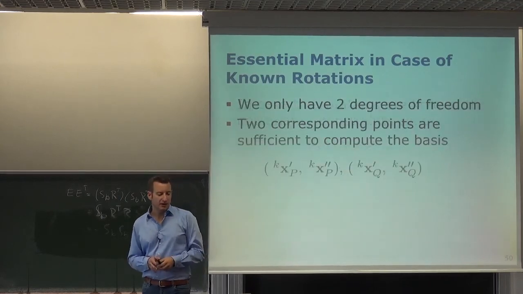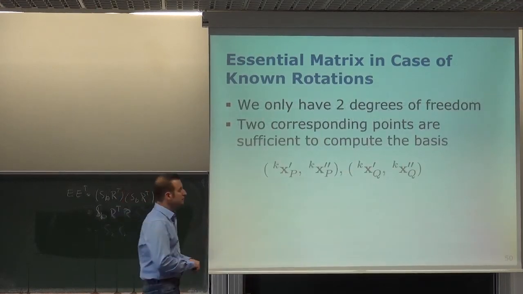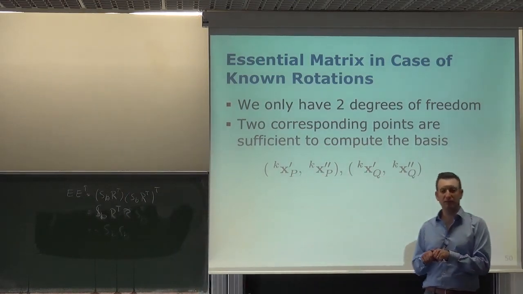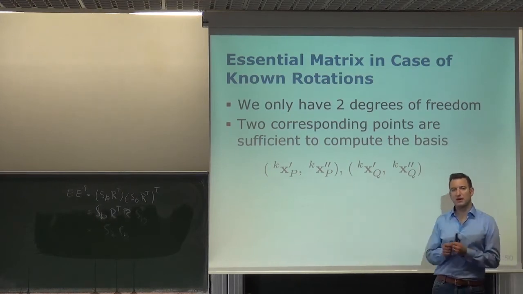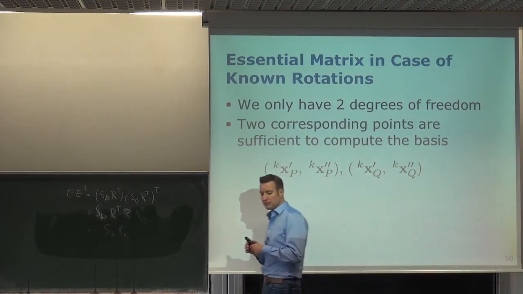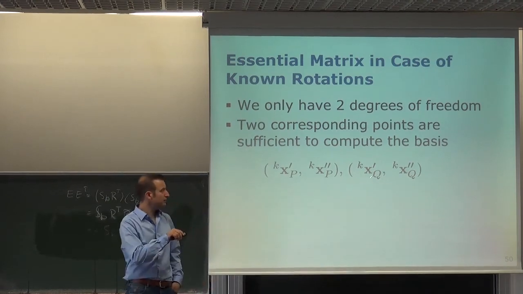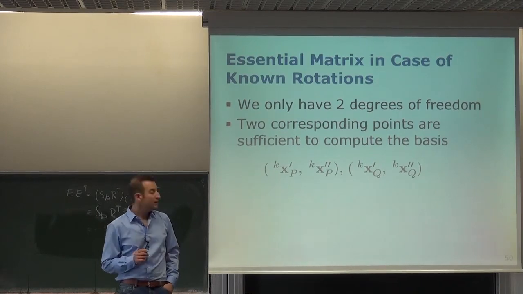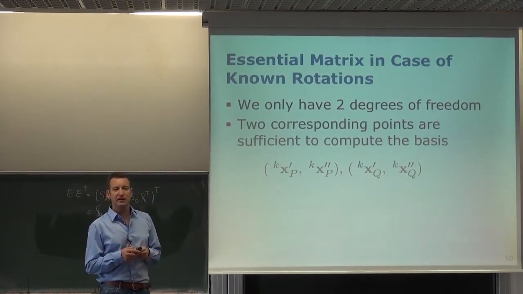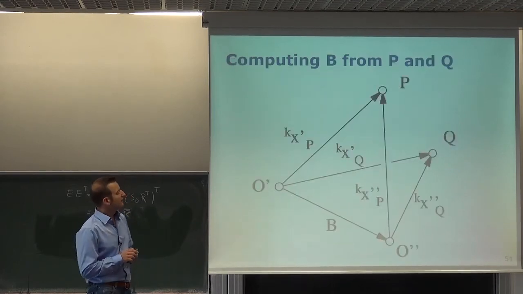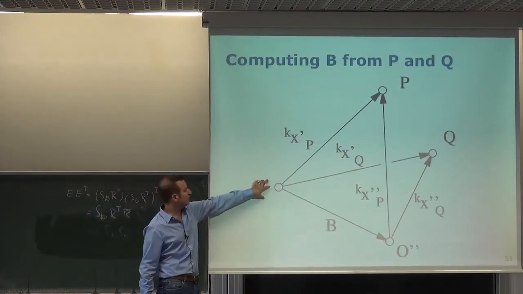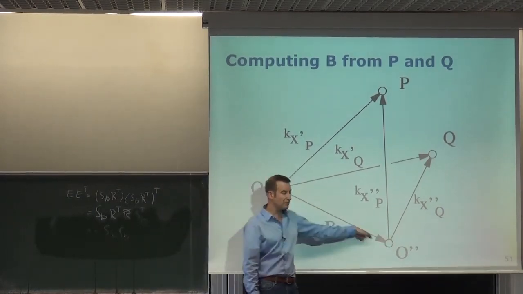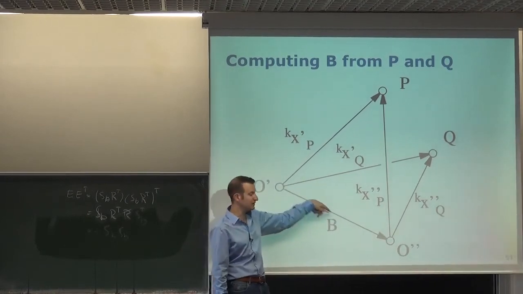So the question is now, how do we compute the baseline just given 2 corresponding points? Remember, we don't need the length, only the direction of this vector. I assume to have 2 corresponding points, p and q, over here, so 1 pair and a second pair of corresponding points. And I can do a little bit of geometry and quite easily extract the baseline. So again, this is the reference center of the first camera, the reference center of the second camera, and we are interested in this baseline. This is our unknown, the direction of this vector b over here.